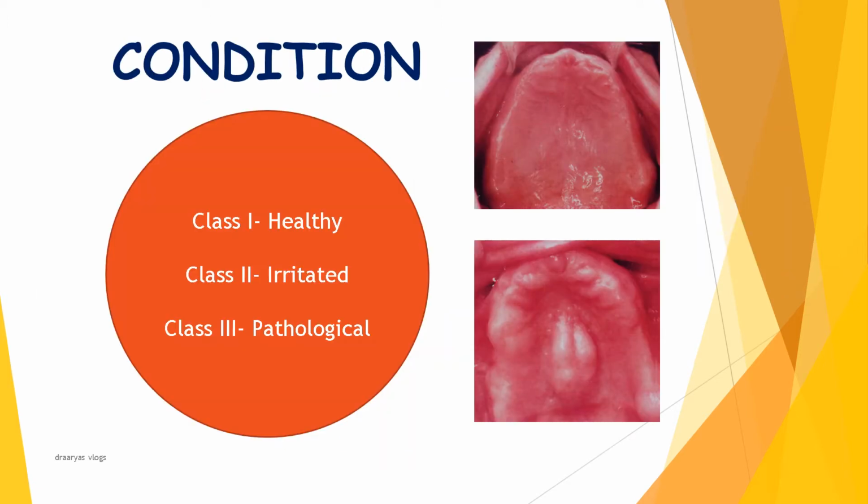Condition of the mucosa. House classified the condition of mucosa as class 1, which is healthy, class 2 it's irritated, and class 3 is pathological.